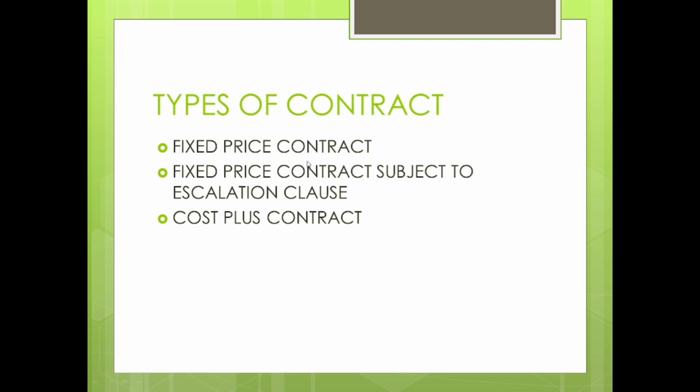Now very quickly let's understand what is fixed price contract. Fixed price contract is the one where the contract price is fixed. There is no chance of accommodating any change, as it is done in the second one, that is fixed price contract subject to escalation clause. Here the fixed price is there, but in case the prices of material and labor have changed, I make suitable changes in the contract price. And the last one is cost plus contract. Cost plus contract means here there is no fixed price. Rather, I estimate the cost and then I add suitable margins or profit margins to decide what is the cost of the contract. So that's all for this video.